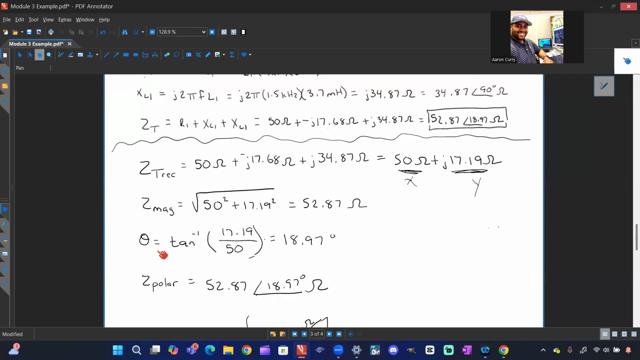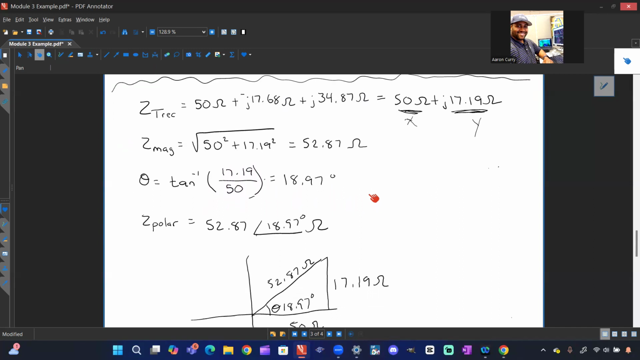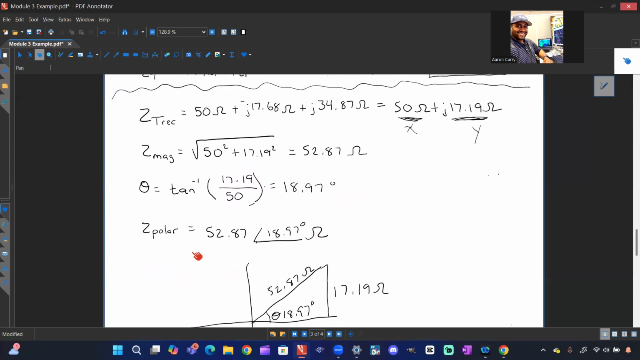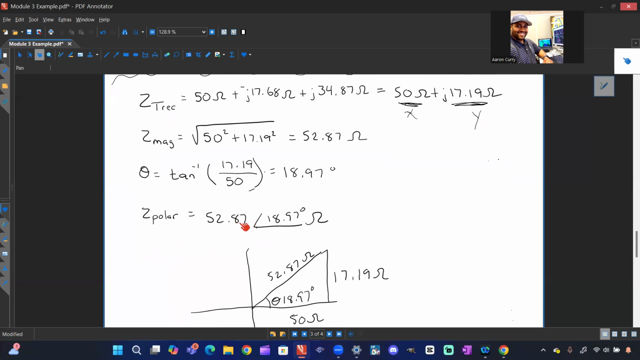The next thing you need to do is calculate your angle, using this formula: the arctangent of your reactance divided by your resistance, and you get 18.97 degrees. Therefore your total impedance in polar form is 52.87 at an angle of 18.97 degrees. So this is your Z total in rectangular, with your X and Y, and this is your total impedance in polar form. You have a magnitude and you have an angle.